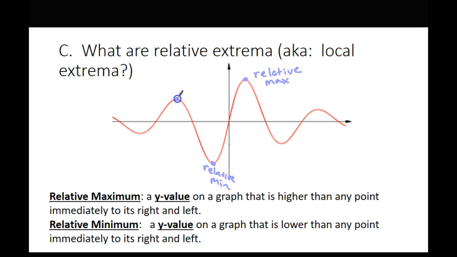Right here. Don't you guys agree that that point is also higher than any point to its immediate right and left? In other words, like the top of a hill. So that's another relative max. And this is a relative min. So you can have a bunch of these, whereas globals, you should only have one of those, I would think, right? You shouldn't be able to go beyond one. You're either the tallest or you're not.